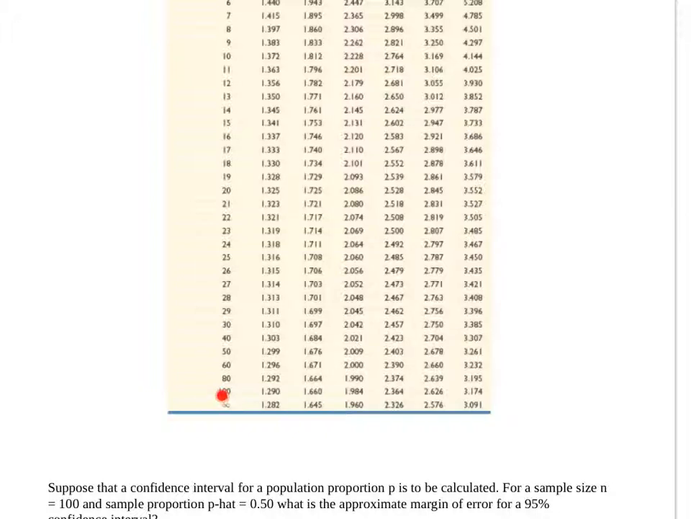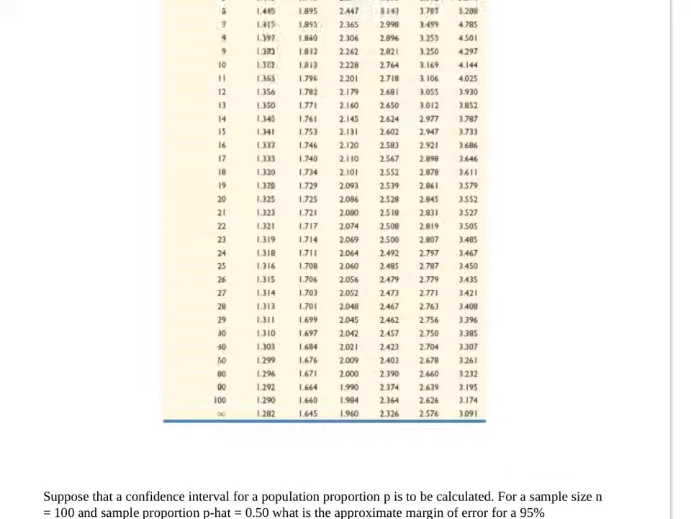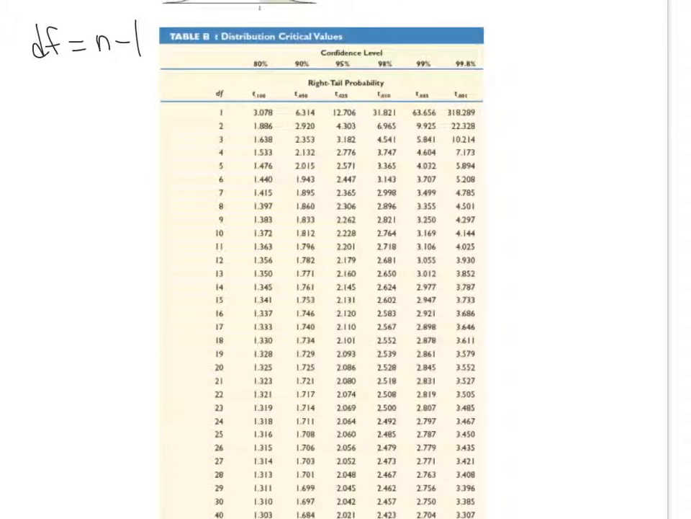99 degrees of freedom means you have to use the line for 80 degrees of freedom, because it's the next lowest. Okay? Now, you'll notice the columns here have confidence levels. It's as simple as that. The question tells us to use 95% confidence, so we're going to stay in this column here.